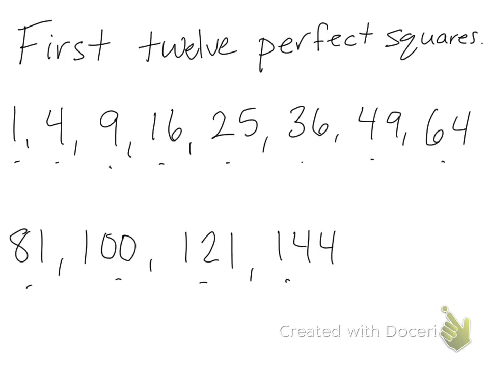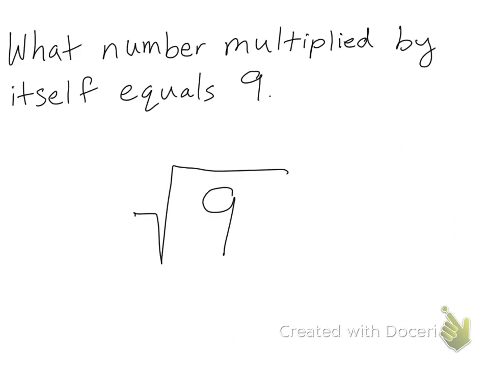We find those out by multiplying numbers together. So 1 equals 1 times 1. 4 equals 2 times 2. 9 equals 3 times 3, etc. 4 times 4, 5 times 5, okay, and it keeps going. So what number multiplied by itself equals 9? Well, 3 times 3 equals 9, okay?